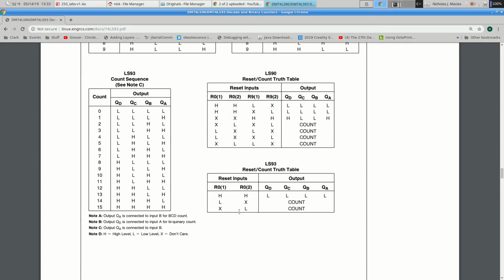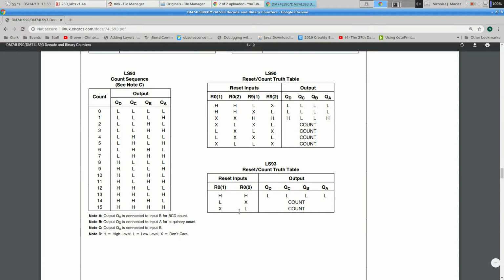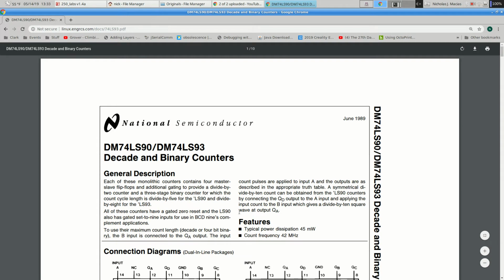Yeah? What do you mean by count? What's different? So what this device is going to do is going to count in binary for you. Does it count up? It's going to count up. Yeah, we probably should have looked at that first.